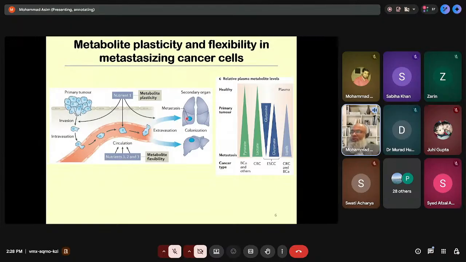If I show you the relative plasma levels of some metabolites, some carbon sources, have a look. Healthy individuals usually have very low levels of pyruvate, but as individuals develop cancer, their circulating pyruvate level increases. In metastatic disease, in breast cancers and others, they have enormously high circulating levels of pyruvate. The same is true for lactate, especially in colorectal cancer.